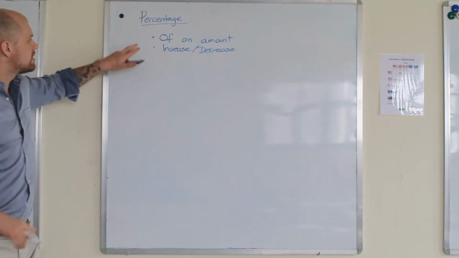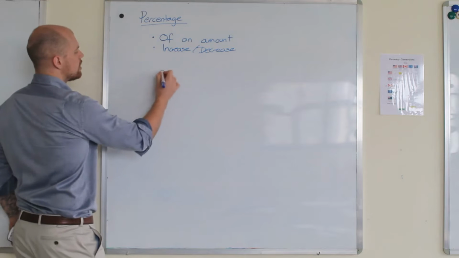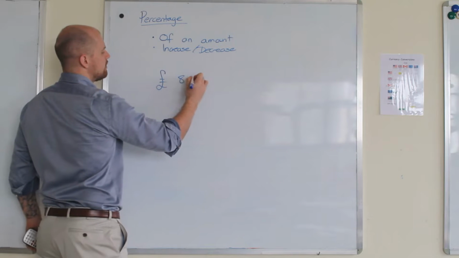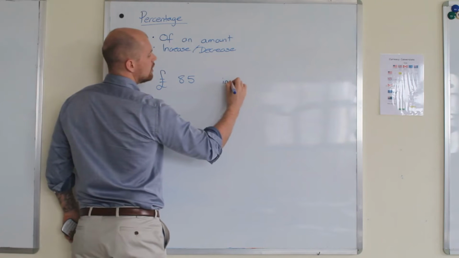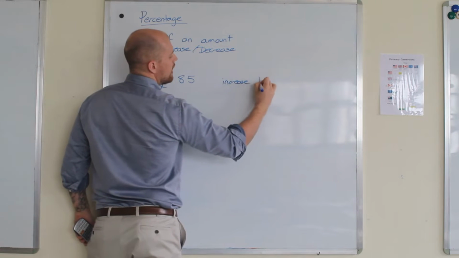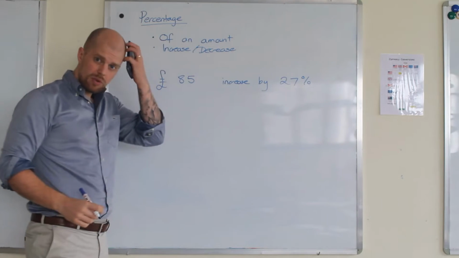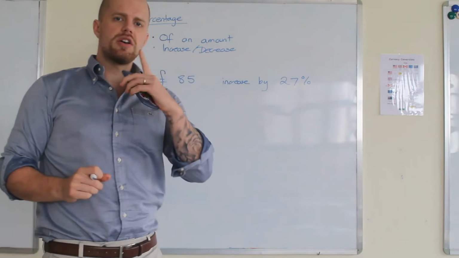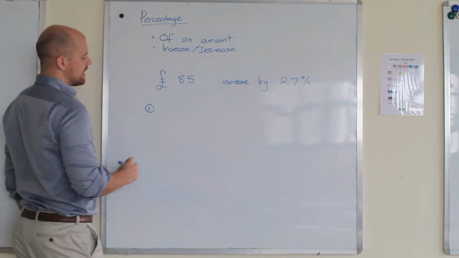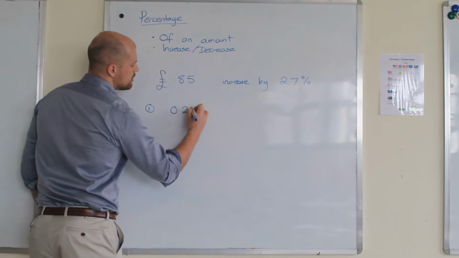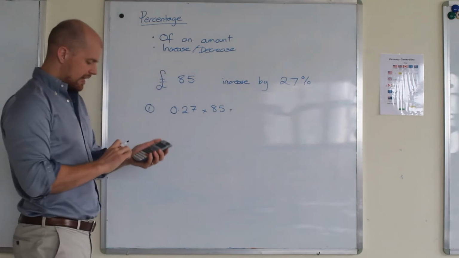Let's say we now wanted to do a percentage increase or decrease. So let's say that a TV costs £85 and I'm going to increase it by 27%. Two ways to do this. First method, we're going to find 27% of 85. So I'm going to do 0.27 times 85.